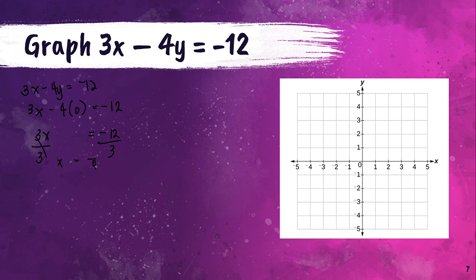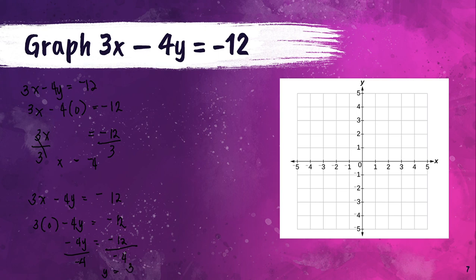Okay, then the next step is to find the y-intercept. In finding the y-intercept, we have to substitute x is equal to 0. Same process: we substitute 0 for all x's in the equation and then simplify your answer. So 3 times 0 is 0, and you have negative 4y is equal to negative 12. To get y, you divide both sides by negative 4. So y is equal to negative 12 divided by negative 4, which is equal to 3.